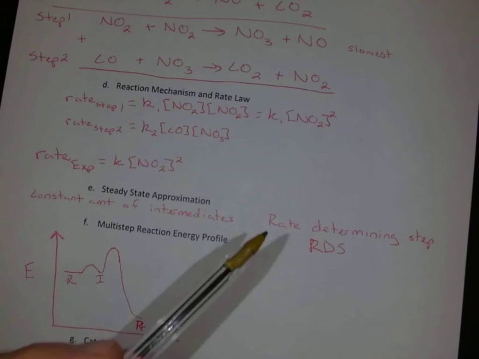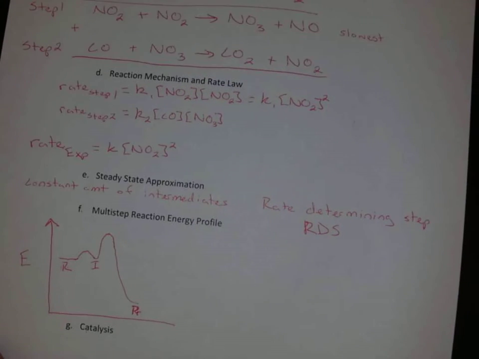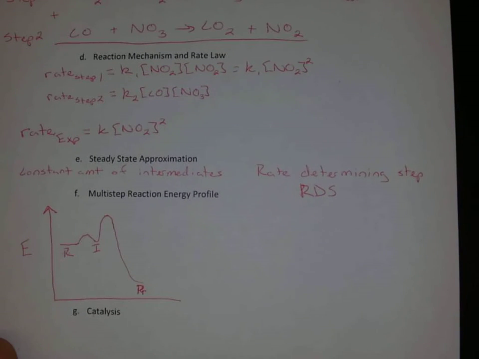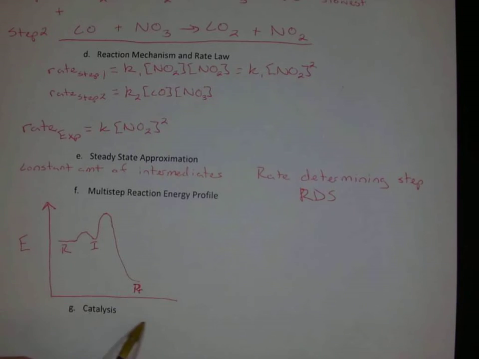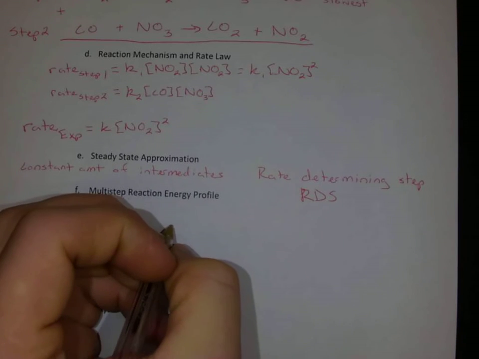the rate determining step, if it is the second step or if it's the third step, we're going to have intermediates that are going to be there before. So this would be a possible energy profile if we had a second step that was slower than the first step. So let's look at another reaction.